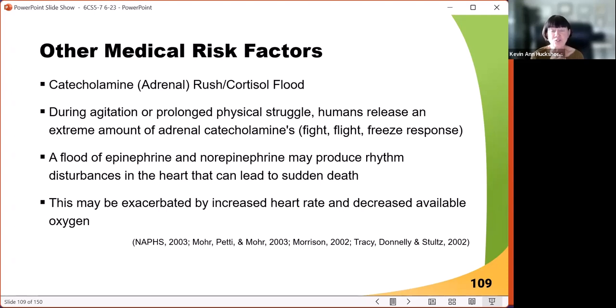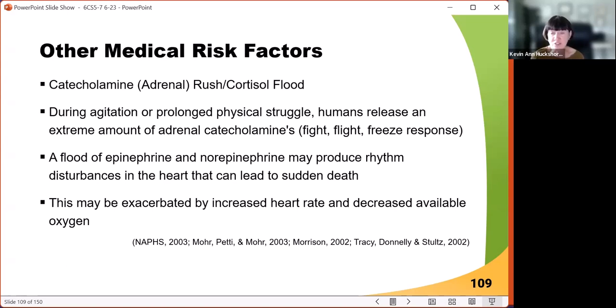Other medical risk factors: when you have what looks like an assault, you've got two people struggling, that causes something called a catecholamine rush. That's when your body, your amygdala has gone off, your smoke detector has triggered, and your body basically releases a ton of hormones called catecholamines. That's adrenaline, norepinephrine, dopamine, serotonin, and cortisol. Those together cause all of our vital signs to go sky high, causes us to go into the fight, flight, or freeze response. And if you have a cardiac arrhythmia, that can cause sudden death.